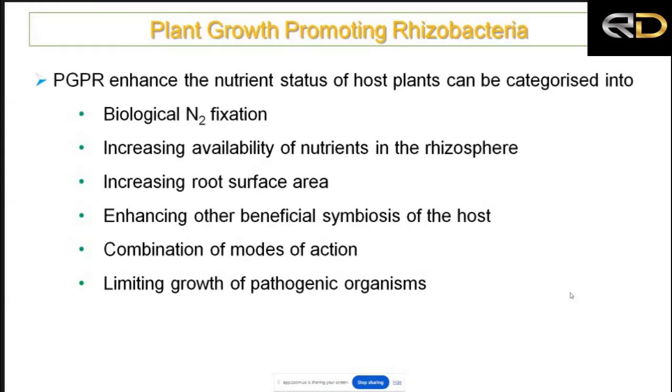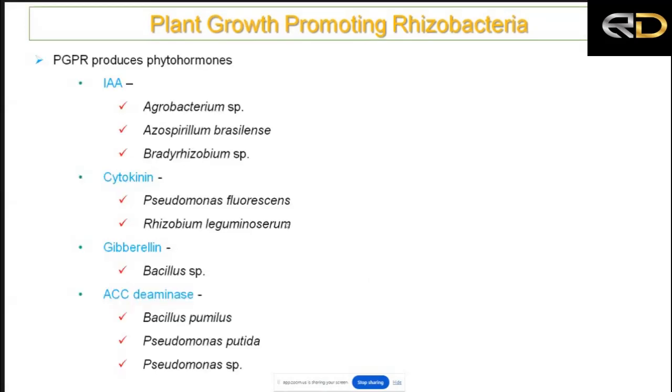Then, number three, they also include plant growth promoting rhizobacteria. Any group of bacteria which has the ability to improve the growth of the host plant can be considered under the PGPR. PGPR may do so because of its ability to fix nitrogen, its ability to increase the availability of nutrients, and its ability to increase the root surface area. The more the root surface area increases, the more surface contact they will have and the more nutrients they will get.